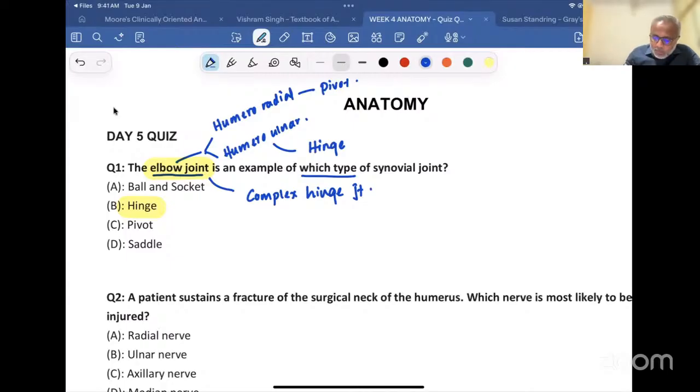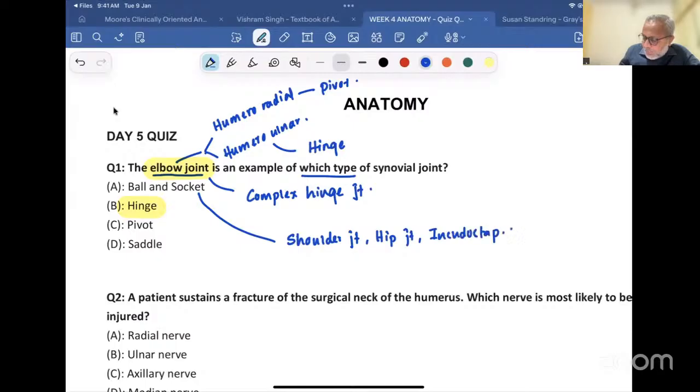Now, what about the other option? For example, when we talk about the ball and socket type of joint, what are the joints we have? We have the shoulder joint, then we have the hip joint, and then we have the incudostapedial joint. You will learn about this joint when we dissect the head and neck region, right? The incudostapedial joint, which is present between the ear ossicles, the incus and the stapes.